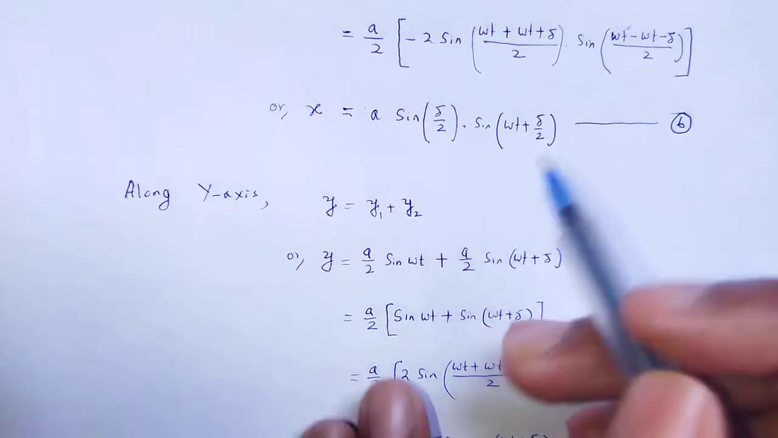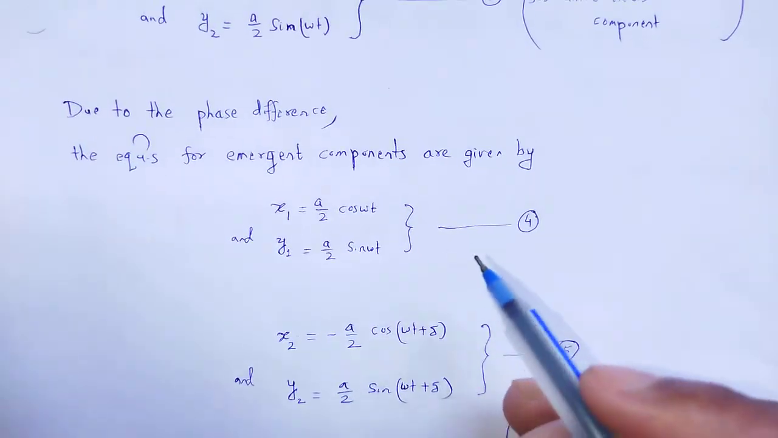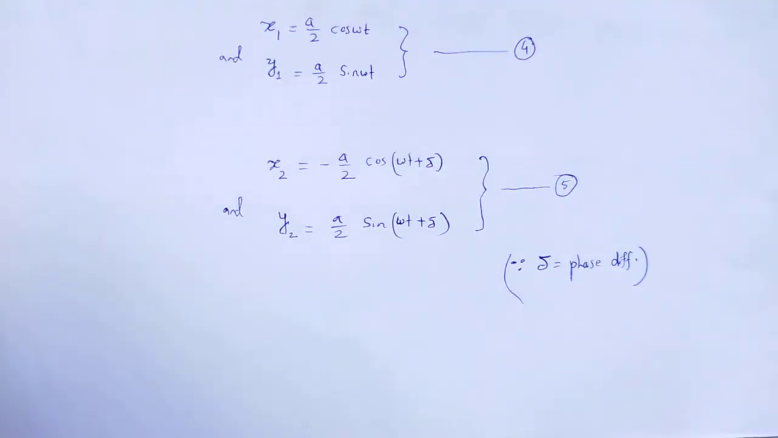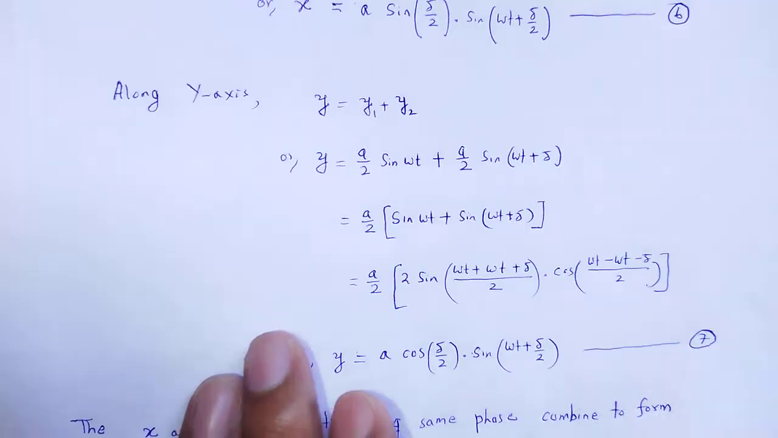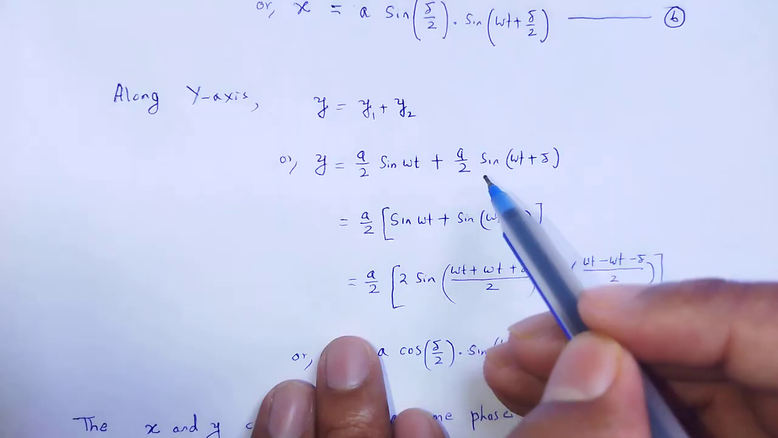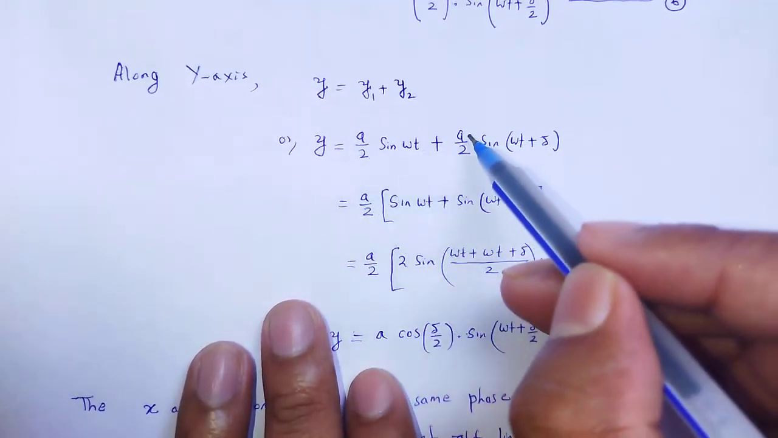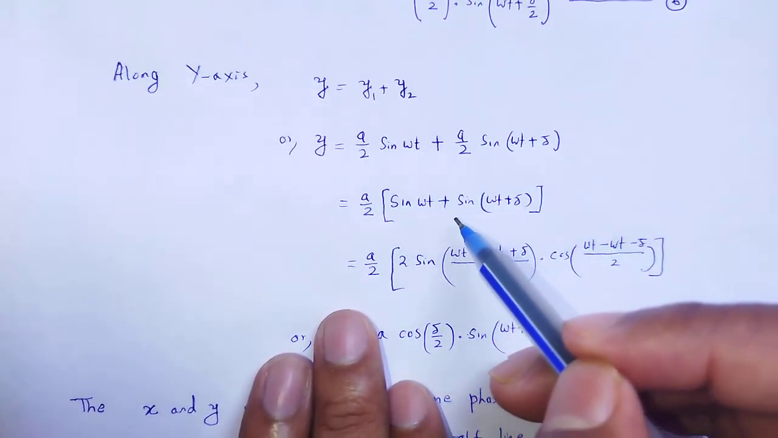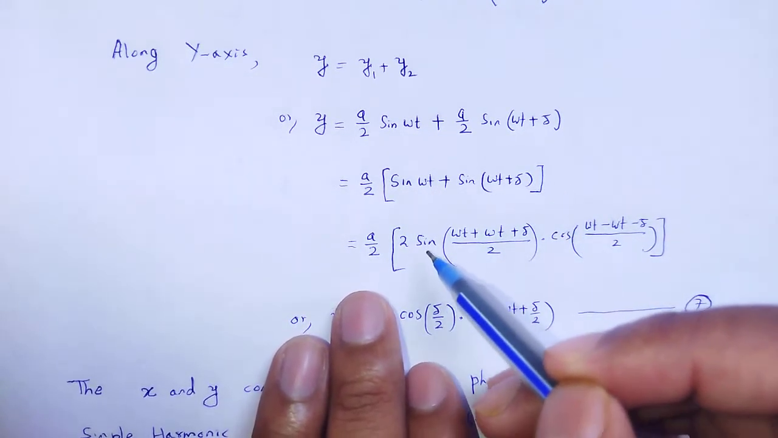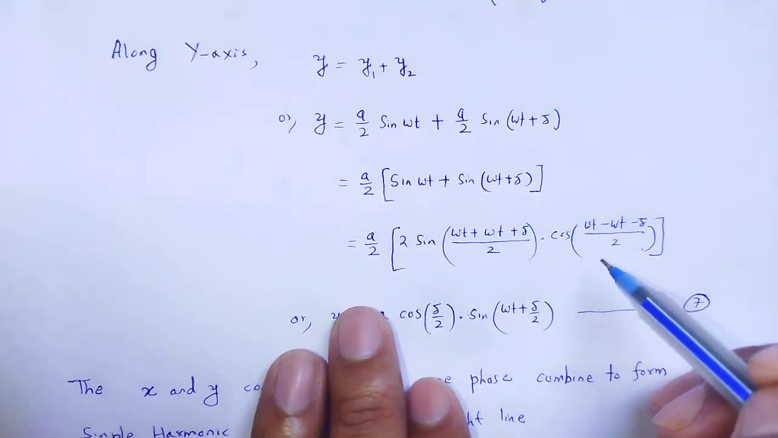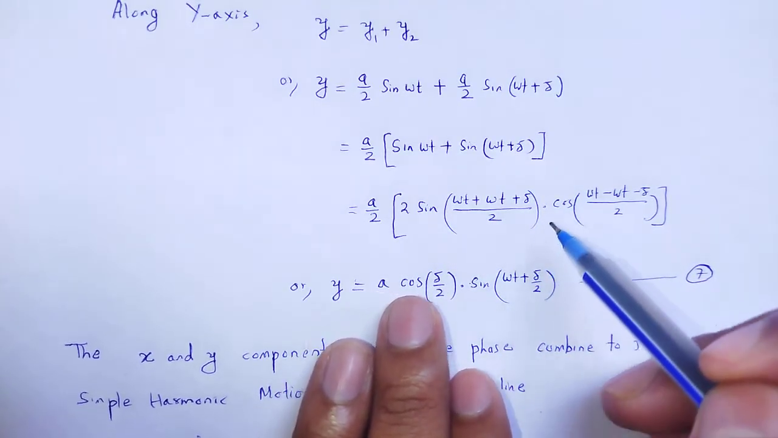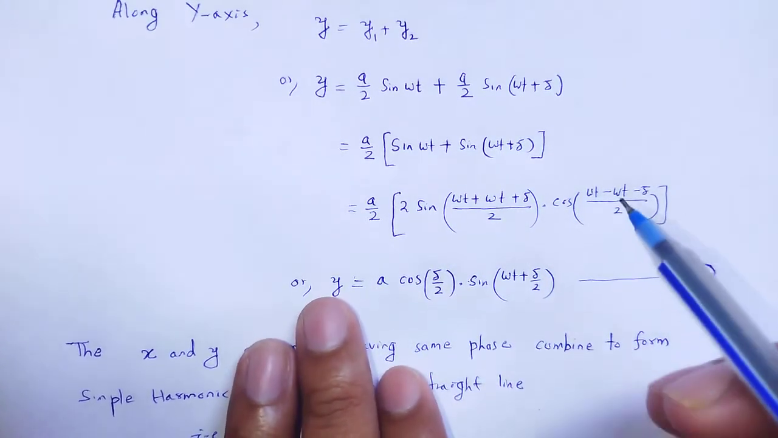Next, along the y axis these two y components are superimposed. So y is equal to y1 plus y2. The value of y1 is a by 2 sin omega t and the value of y2 is a by 2 sin omega t plus delta. A by 2 common, inside the bracket sin omega t plus delta, sin a plus sin b formula, 2 sin a plus b by 2 into cos a minus b by 2. So that trigonometric formula is used here, a by 2, 2 sin omega t plus delta by 2 into cos omega t minus delta by 2.